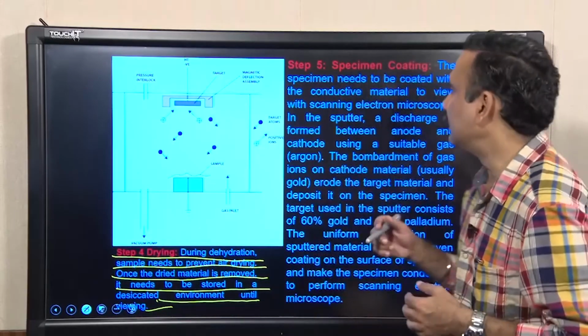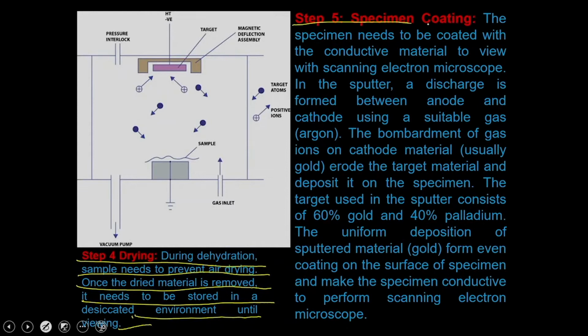So, just before the analysis you have to do step 5. Step 5 is the specimen coating. The specimen needs to be coated with a conductive material to view with the scanning electron microscope. As I said, you have to add something, or you have to stain the sample in such a way that it responds to the electron beams.